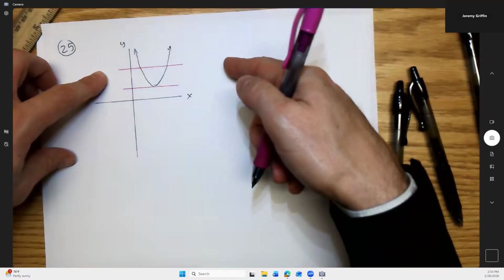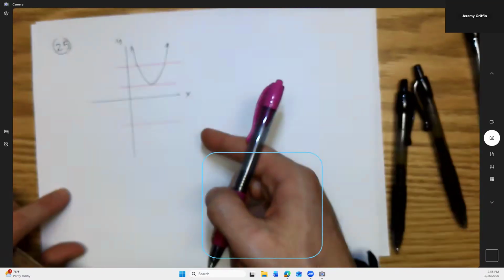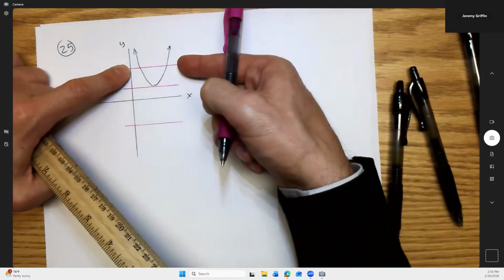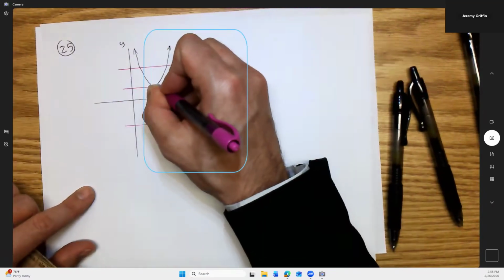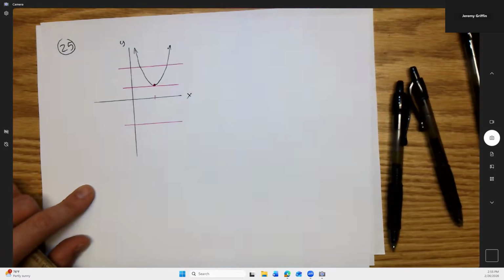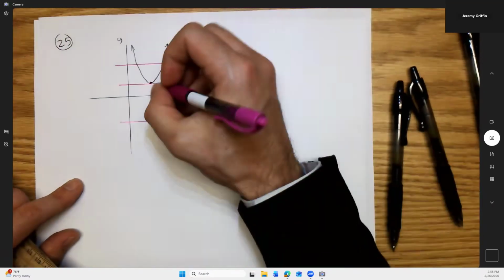Now, a horizontal line either is not going to cross the parabola at all, like if it was way down here, or usually it crosses it twice, doesn't it? If it crosses it, it's going to cross it twice, with one exception. And that one exception is if it hits it right at the vertex, and then it only hits it once. So this is a vertex question.